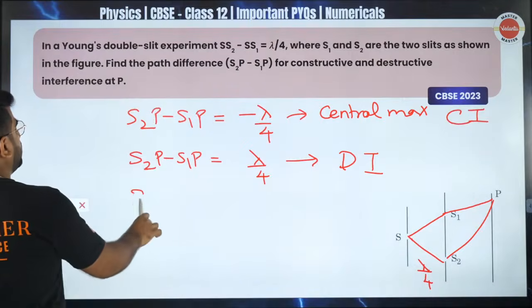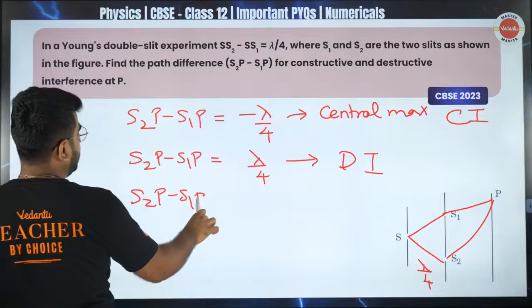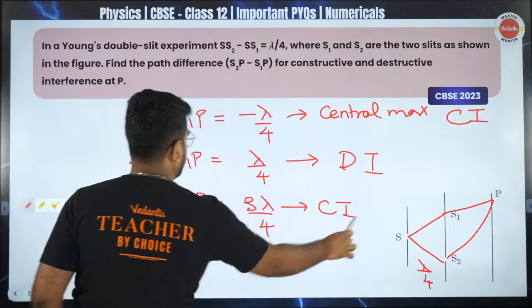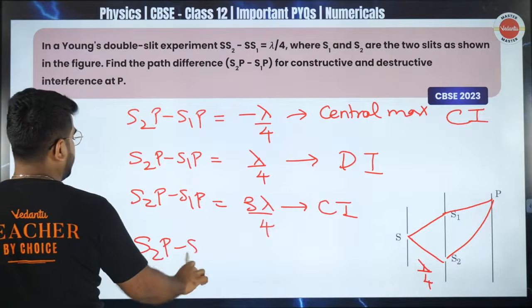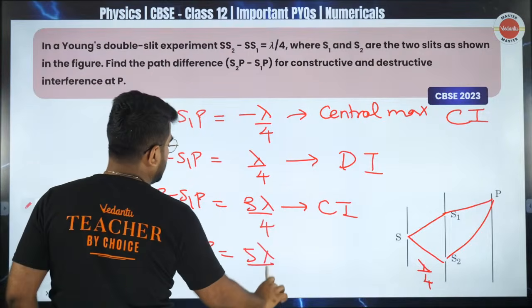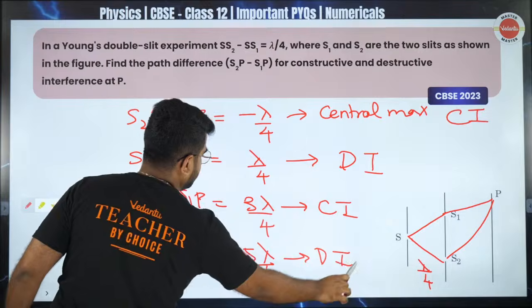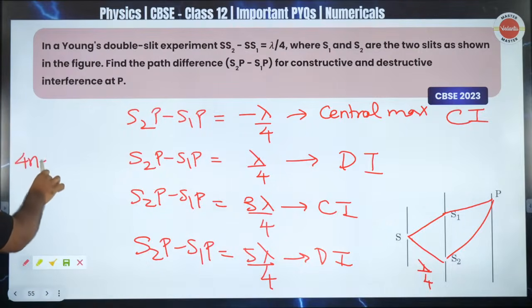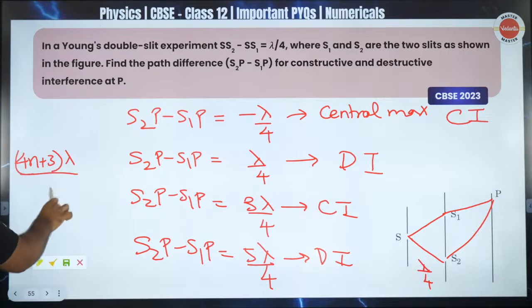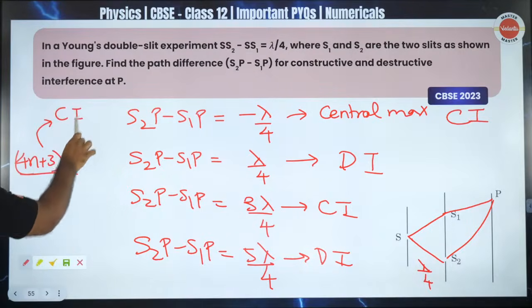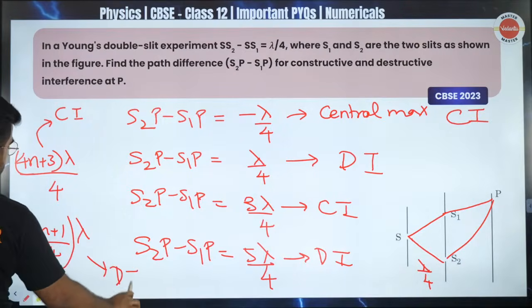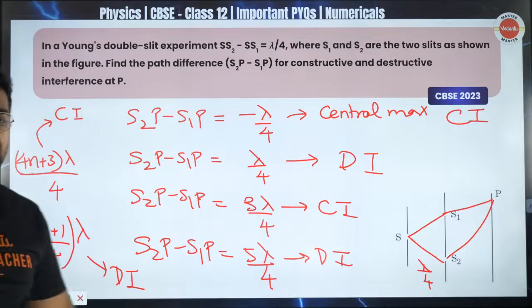So in that way you can list down S2P minus S1P. If it is 3 lambda by 4, then you will have constructive interference. If S2P minus S1P is 5 lambda by 4, again you will have destructive interference. So what is the general formula? The general formula is (4n plus 3) lambda by 4 for constructive interference, and (4n plus 1) lambda by 4 for destructive interference. That is the answer.